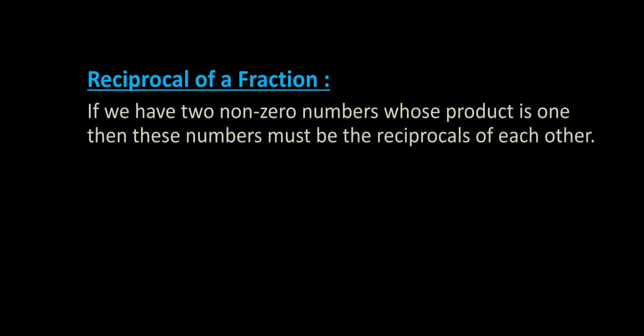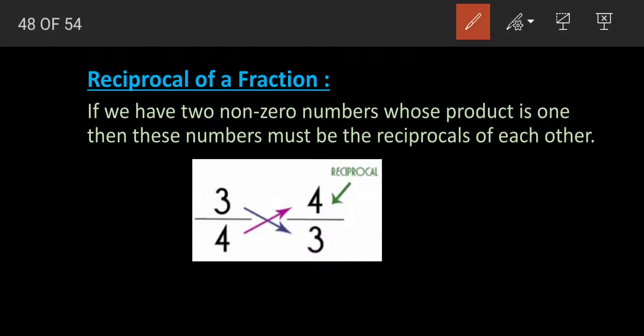Next one is the reciprocal of a fraction. If we have two non-zero numbers whose product is 1, then these numbers are the reciprocals of each other. So here's the example: 3/4 is the fraction, and we have to find the reciprocal of that one. So what to do? We just change the numerator and denominator. The 3 in the numerator you write in the place of the denominator, and the denominator becomes the numerator of the other fraction. So you can say that the reciprocal of 3/4 is 4/3.